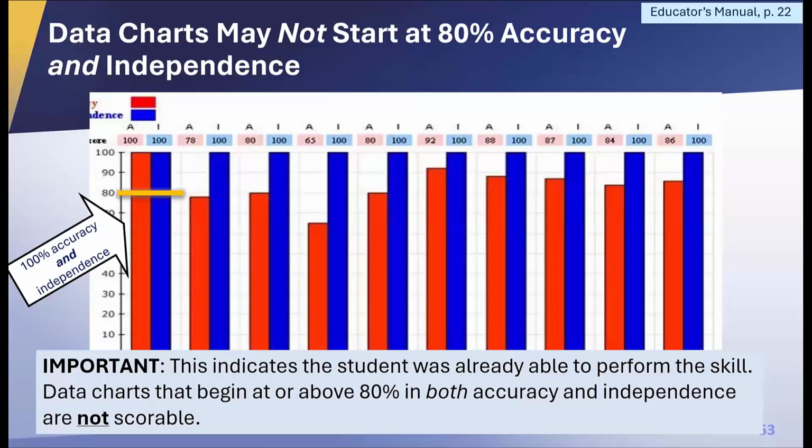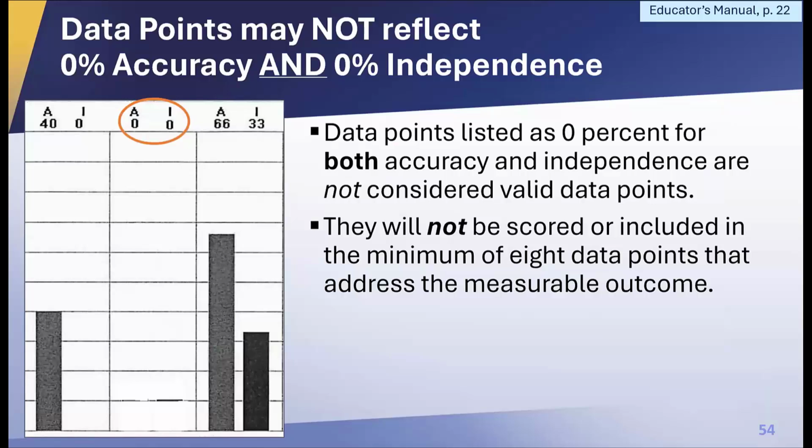Now, on the other side of the coin, we have 0, 0. If you have data points that are 0, 0, they won't be counted as part of those 8 dates because nothing happened. If the student didn't do anything, maybe it was a refusal, it was a tough day, just don't use it. Don't put it on there, okay?